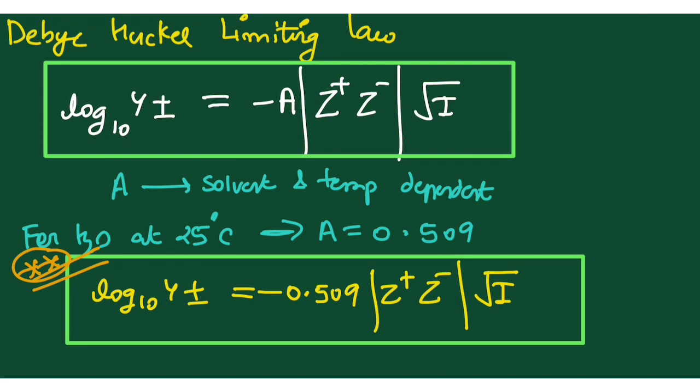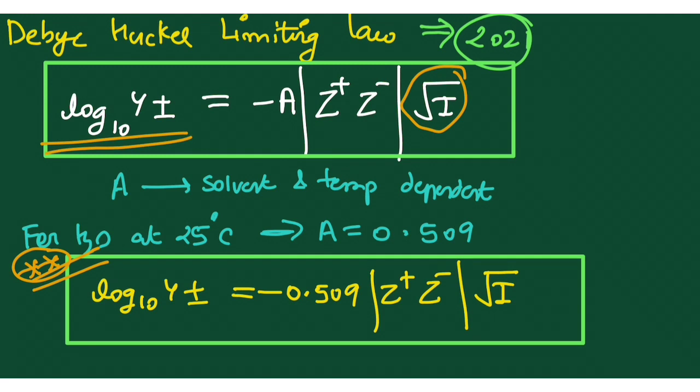Now, coming on to the next most important topic. A question also came from this topic in JAM 2021 itself, so you can see the importance of electrochemistry and conductance. The Debye-Huckel limiting law is called DHLL. It basically gives the relation between the ionic strength and the mean ionic activity coefficient.